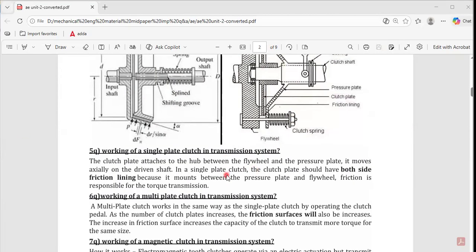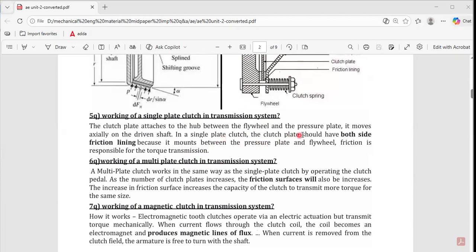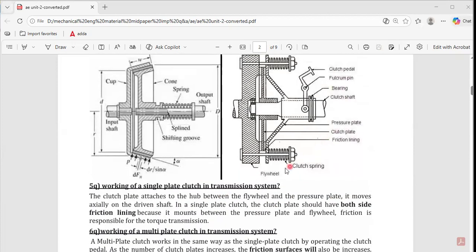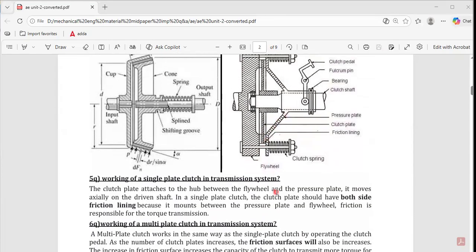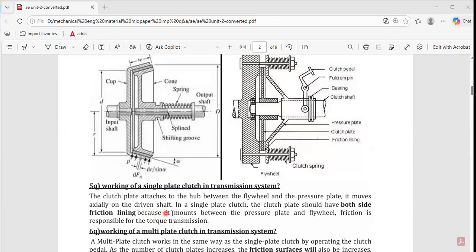Okay, working. You can see the definition. The clutch plate attaches to the hub between the flywheel and the pressure plate. So this is the flywheel. You can see the flywheel and pressure plates here. In between, the pressure plates are engaging and disengaging. You can also see it moves axially on the driving shaft.